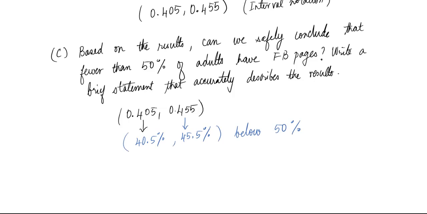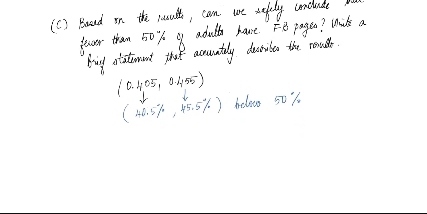Because it's completely below 50%, you can say that, from the interval, it does appear that fewer than 50% of adults have a Facebook page. So we can safely conclude that fewer than 50% of adults have FB pages. And for that, this will be your reasoning, that your confidence interval itself has the interval values below 50%. What about the brief statement regarding the results? I'm not going to write it here. It's going to get wordy. So I'm just going to explain it to you.